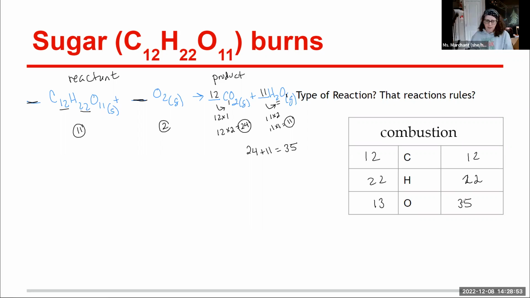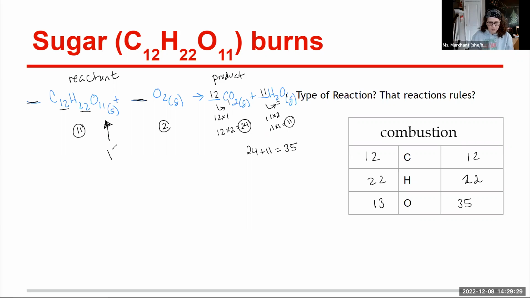Now, when we're looking at this, what do we need to do? We have 35 we need to come up with. But I have 2 oxygens in 2 spots. Start with the one that is more complicated. Why is this more complicated? Because it has carbons and hydrogens there. If I put a coefficient in front here, it's going to mess up my carbons and it's going to mess up my hydrogens. So it's going to be a lot more work to try to get my balancing taken care of.